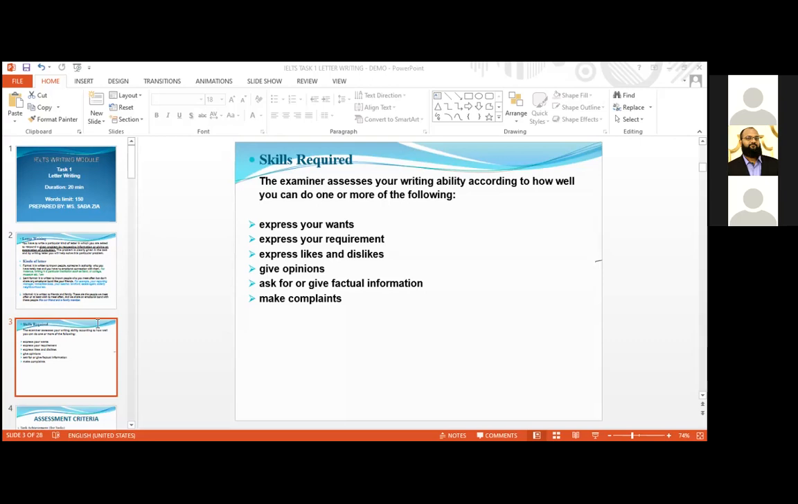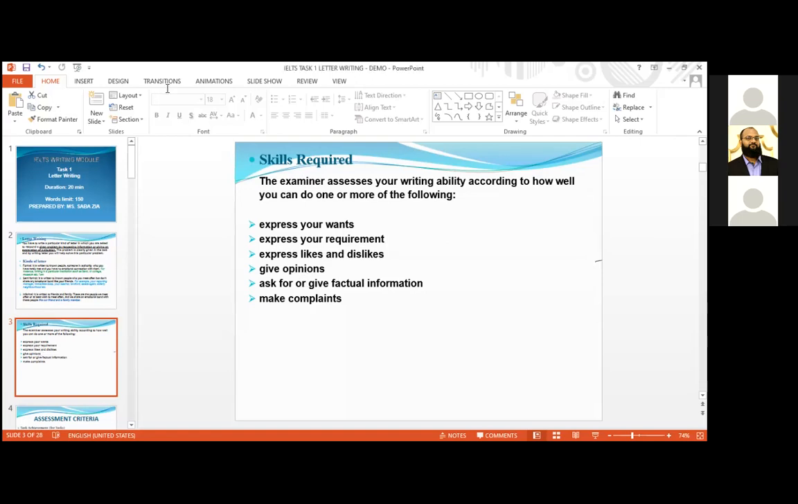All right. So what do we have to do? So there are different types of letter, different purpose. So according to that, you have to basically express your wants, or if you're writing to complain about a particular problem that you faced previously. So depending on what kind of letter you are writing.